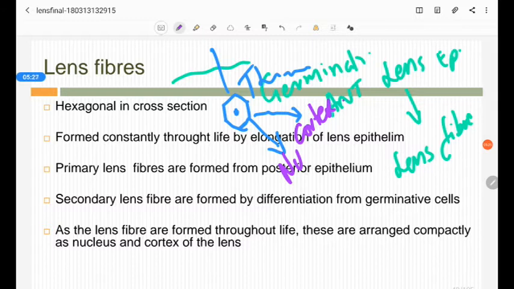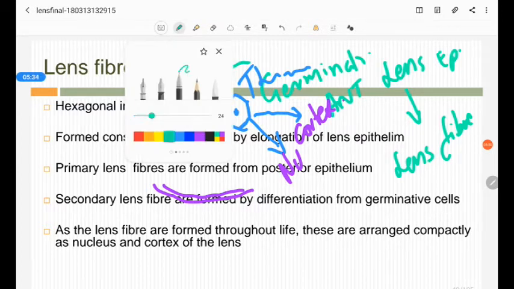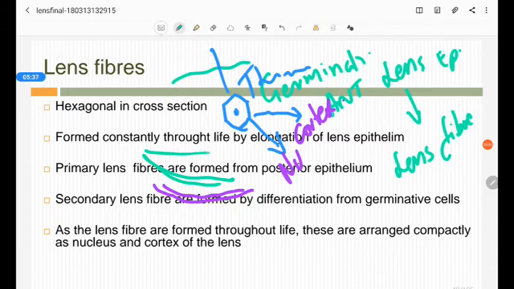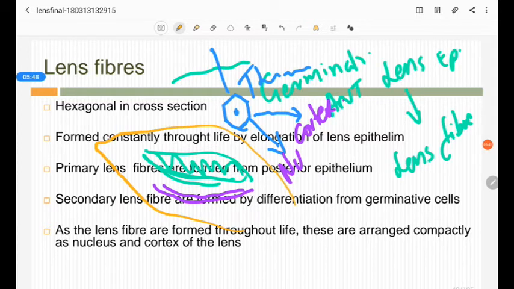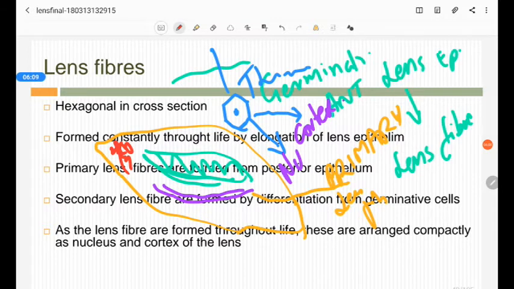Now, the fibers that are formed at the posterior end of the lens, or that part of the lens fibers which are close to the posterior part of the capsule, these form the primary lens fibers. Those fibers which are seen at the periphery, or in the initial stage, that is from the columnar epithelial cells, whatever starts to form is called the secondary lens fibers.